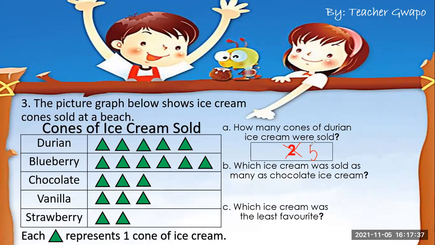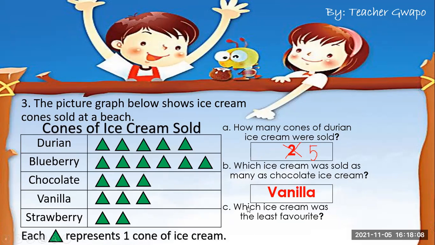If you write number 2, your answer is wrong. So that's why we need to write number 5. Letter B, which ice cream was sold as many as chocolate ice cream? When we say as many as, that means the same. Chocolate ice cream 3, vanilla ice cream 3. So the answer here is vanilla ice cream. Why? Because chocolate and vanilla are the same, equal. As many as means equal.